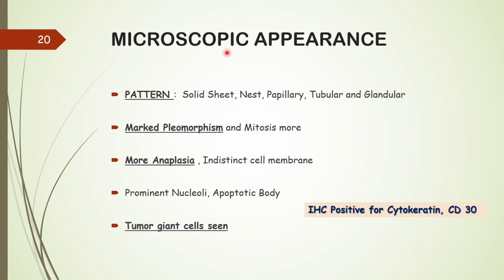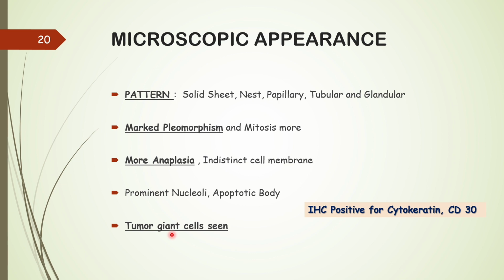So what will be the microscopic appearance? The pattern could be solid sheets, nests, papillary, tubular or glandular. And as it is a highly aggressive tumor, there will be a marked degree of pleomorphism. Pleomorphism means variation in the size and shape of the nucleus and cell. There will be more abnormal mitosis. There will be indistinct cell membranes. There will be more anaplasia. There will be prominent nucleoli and even tumor giant cells can be seen. So all the high grade features of anaplasia will be present in embryonal carcinoma.